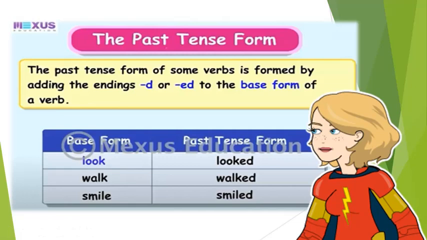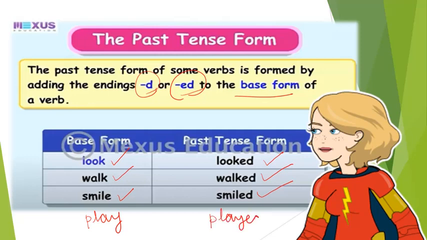Now the past tense. We've already done this once, that the past tense is formed by adding d or ed in the end. These are added to the base form of the verb. Then it becomes past tense. Past tense is something that has already happened in the past. So if the base form is look, the past tense is looked. If the base form is walk, the past tense is walked. Similarly, smile, smiled. In the last slide, we did play. So what is the past tense of play? Played. We will add ed and make it past tense.